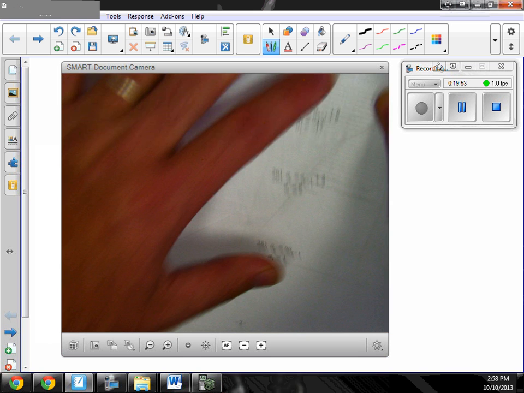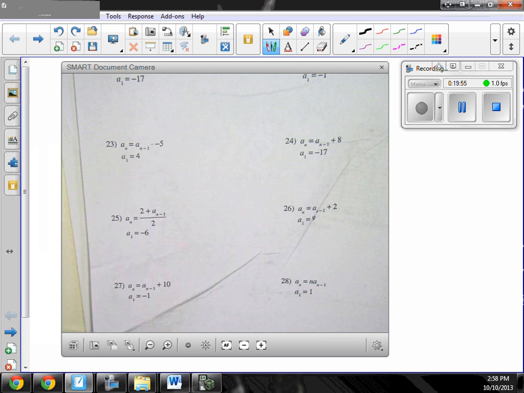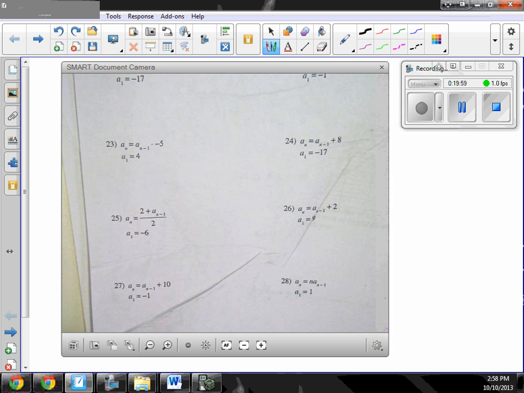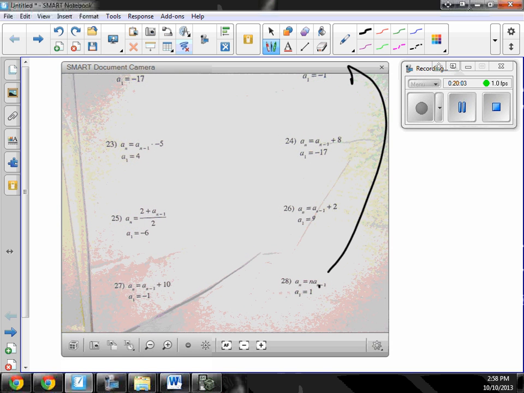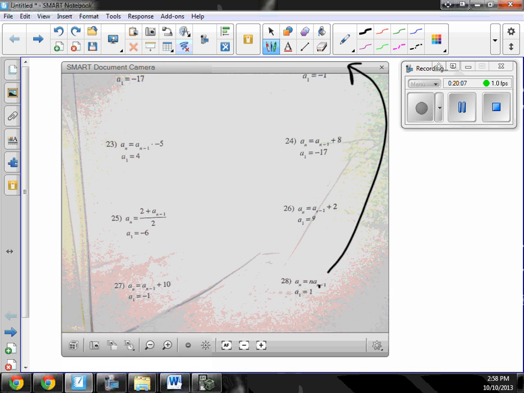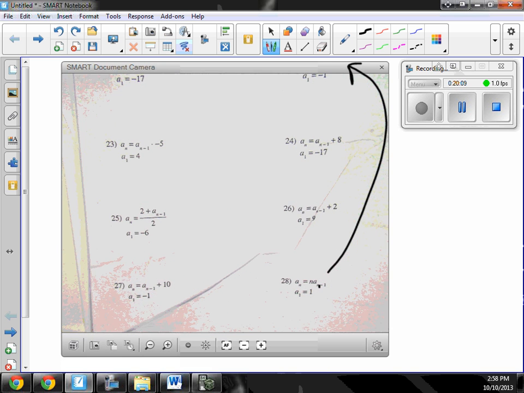So number 26, arithmetic. 27, arithmetic. 28. We've already seen this one, right? It was up here. It's neither. If instead of m it was like a 7, then it would work. But that one is geometric. Is not geometric because the ratio is not constant. Good job.